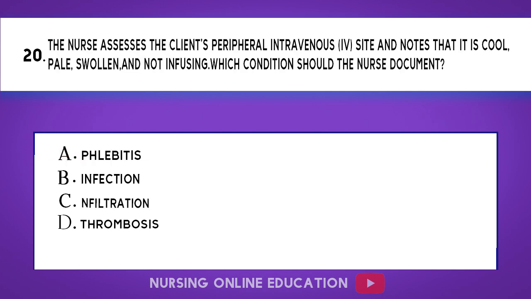20. The nurse assesses the client's peripheral intravenous site and notes that it is cool, pale, swollen, and not infusing. Which condition should the nurse document? A. Phlebitis, B. Infection, C. Infiltration, D. Thrombosis. The answer is option C, infiltration.